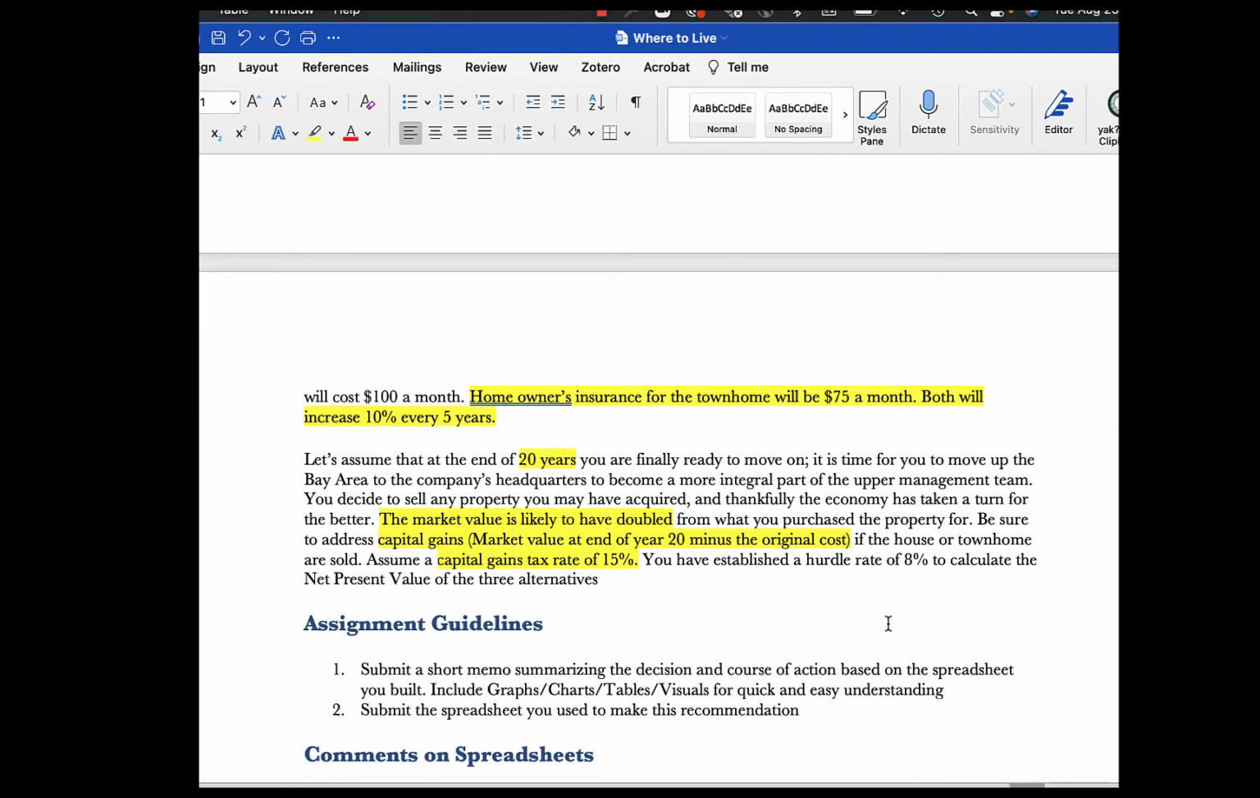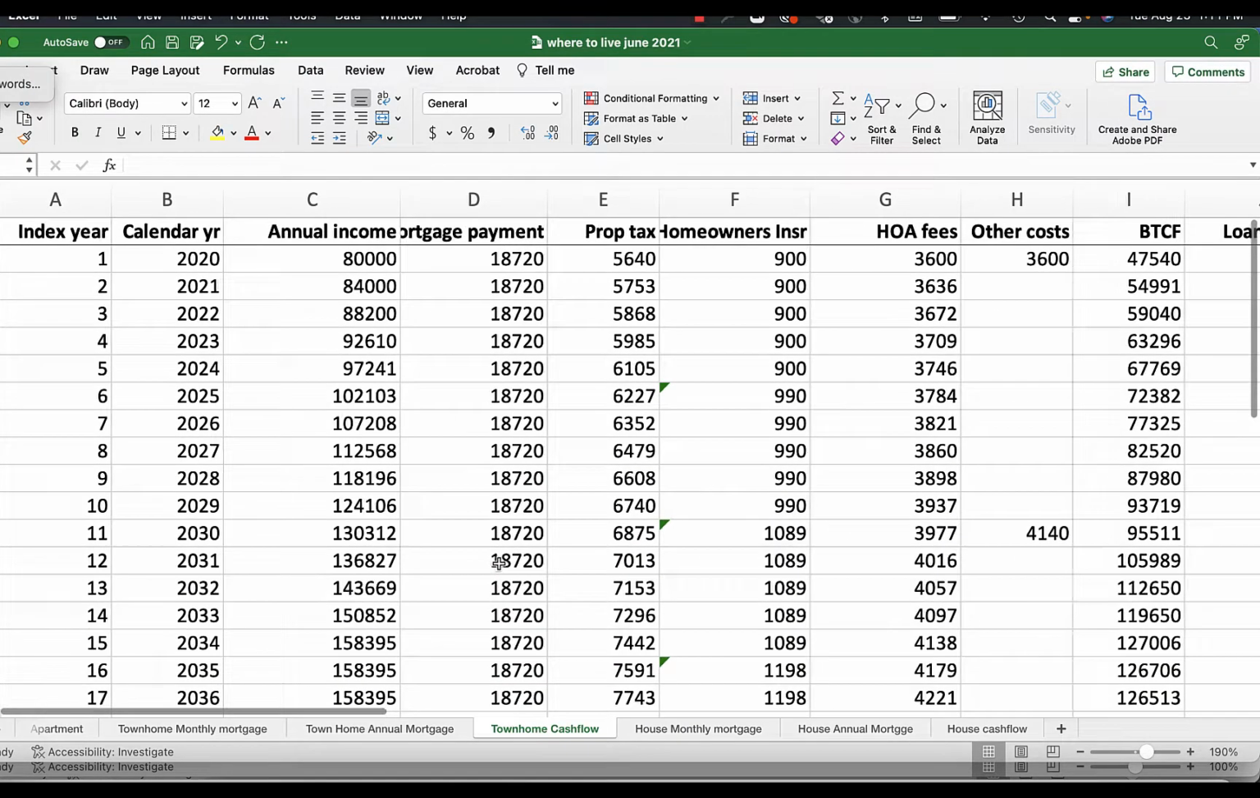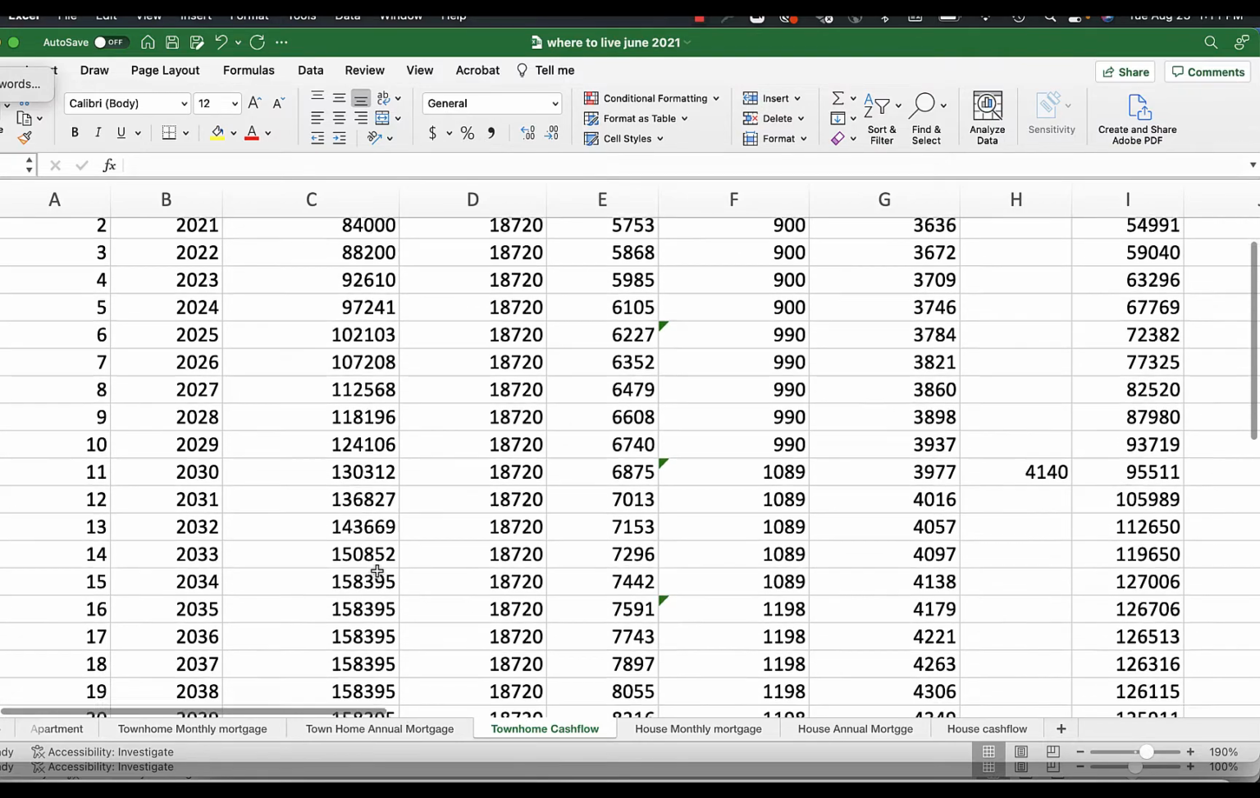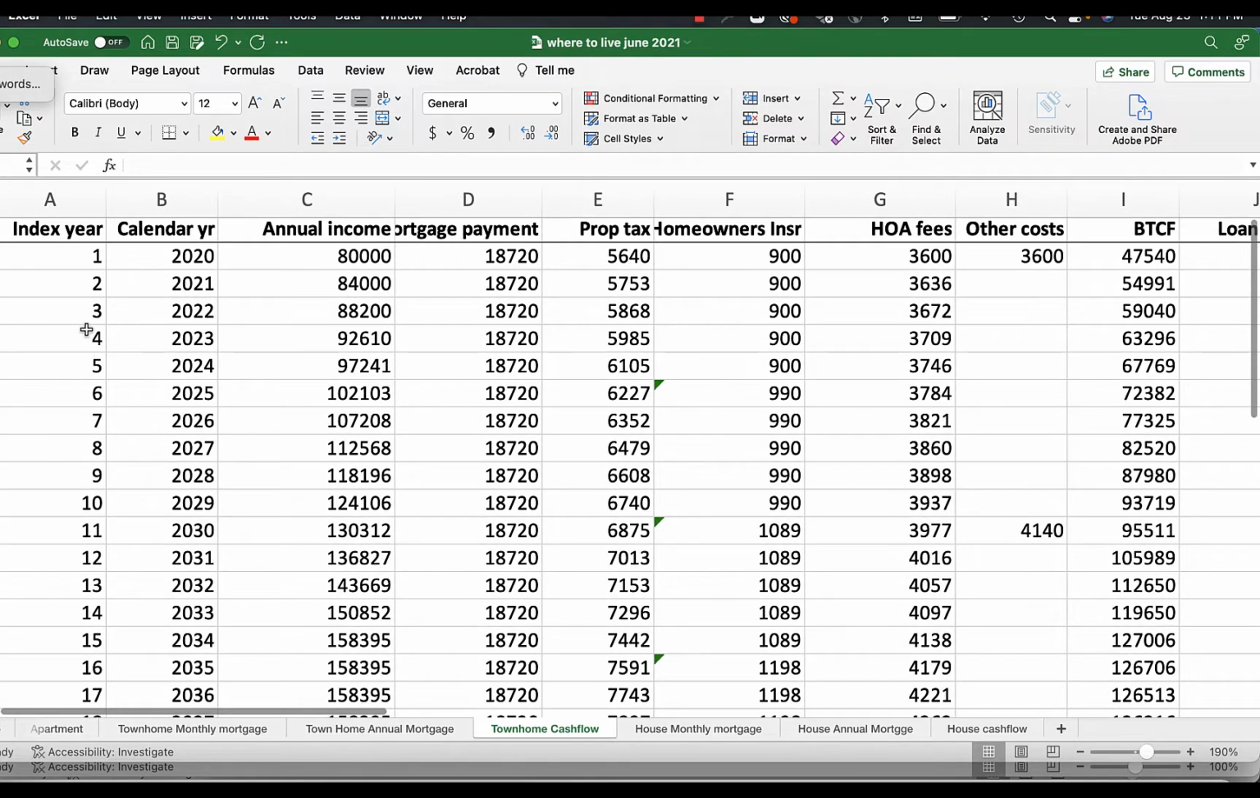And then homeowners insurance will be $75 a month for the townhome. And then at year 20, you're going to sell it at double the price that you paid for it, and then you need to include the capital gains tax, which is 15%. So that's kind of an overview, and you have all these things, but I wanted to go through the townhome cash flow to show you how I organized it.